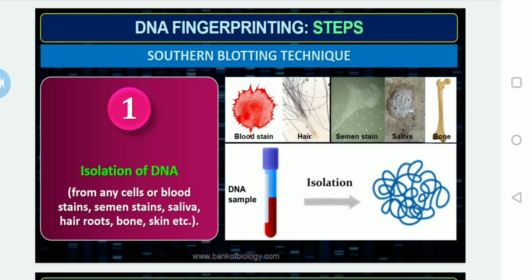So this is called the collection of the sample. That is nothing but the first step, isolation of the DNA. Remember, a single living cell is enough, so that they can multiply in the further stages. So this is the first step.